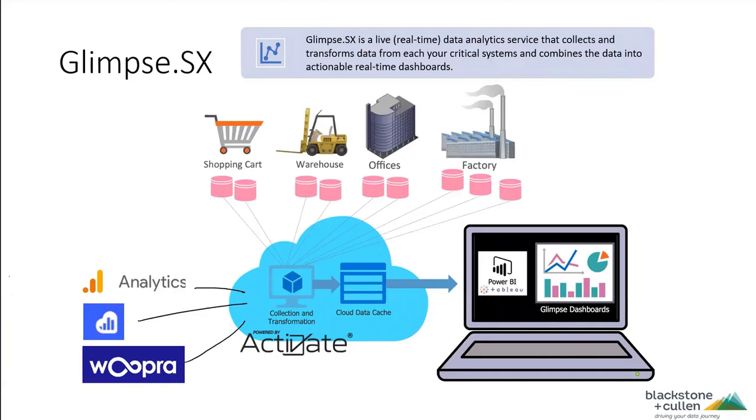We've got a little bit about Glimpse. It's a system that drags in data from all your shopping cart, warehouse, offices, factories, from all your call centers, and it brings in online stuff from your analytics and everything, transforms it into a Cloud Data Cube, and presents it on a laptop through Power BI or Tableau. And that's the shortest explanation I've ever provided, but follow up with this to learn more.